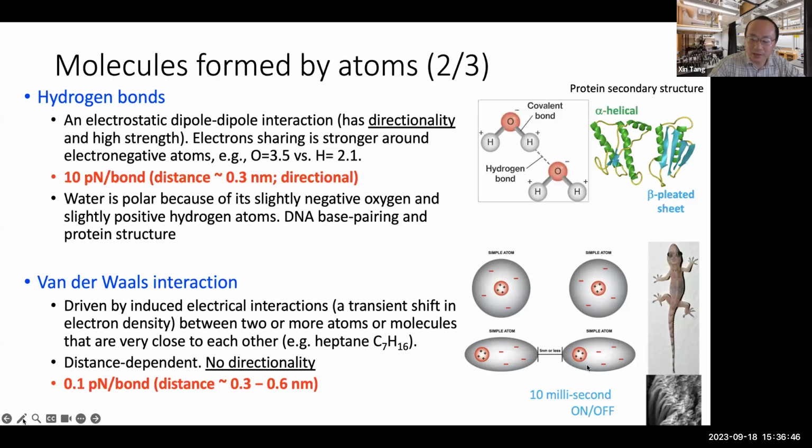The atom actually can change its direction. It can rotate, and the van der Waals force still exists there. So the van der Waals force also has no directionality. It's not like a covalent bond, and it's also different from a hydrogen bond. It has no direction, so they can rotate.